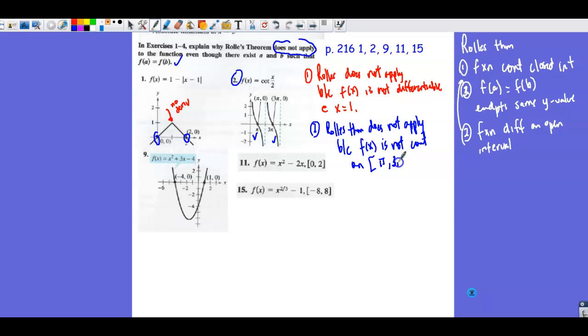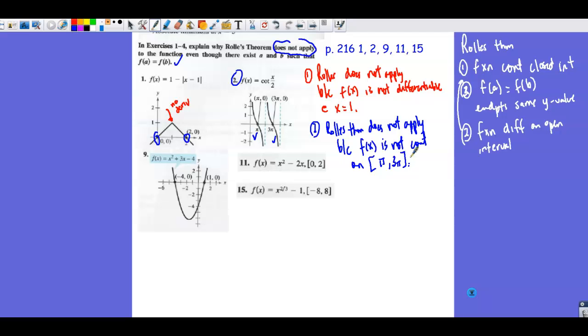Notice I'm being very specific. I didn't just say the words closed interval. I said what specific closed interval, from pi to 3 pi. Now I could have used the derivative condition, since this function is not continuous at 2 pi, therefore the function is not differentiable. But it doesn't matter. If I break one condition, it doesn't matter which one I claim. As long as I claim to break one, the promise is not guaranteed to be fulfilled.